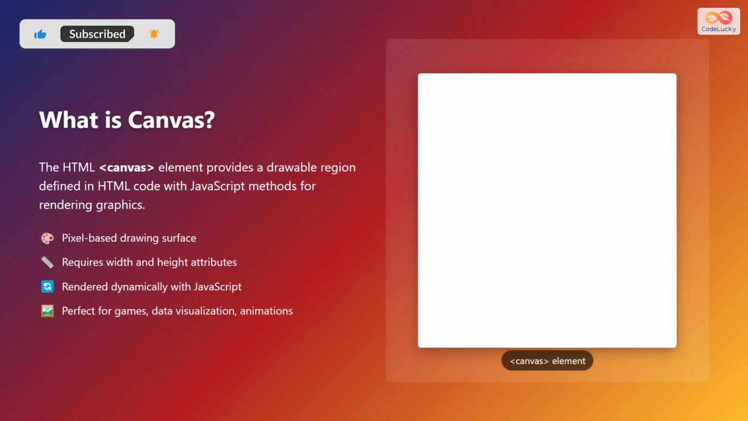So, what exactly is the canvas element? The HTML canvas element provides a drawable region within your HTML code, offering JavaScript methods to render graphics dynamically. It's essentially a pixel-based drawing surface. Remember that it requires both width and height attributes to define its size. Because it's rendered using JavaScript, you can create highly dynamic and interactive visuals. The canvas is perfect for games, data visualization, animations, and much more. The area surrounded by the canvas element tags is the region where you can draw using JavaScript.